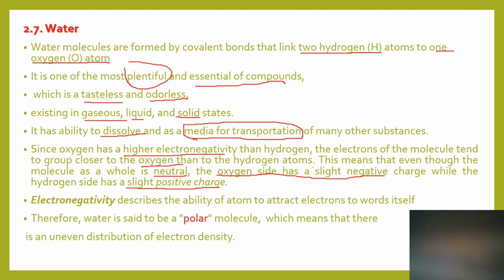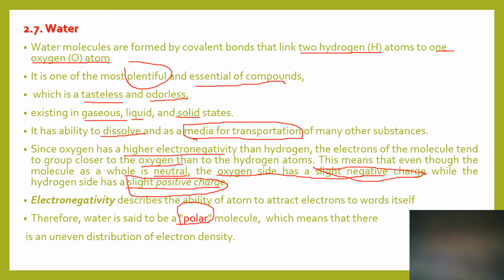The oxygen part is slightly negative in charge, whereas the hydrogen side is slightly positive in charge. Therefore, water is said to be polar. By the way, this nature, the oxygen being slightly negative and the hydrogen side slightly positive, will help the water molecule to make hydrogen bonds. In the next slide, I will try to show you how a hydrogen bond is formed between water molecules.